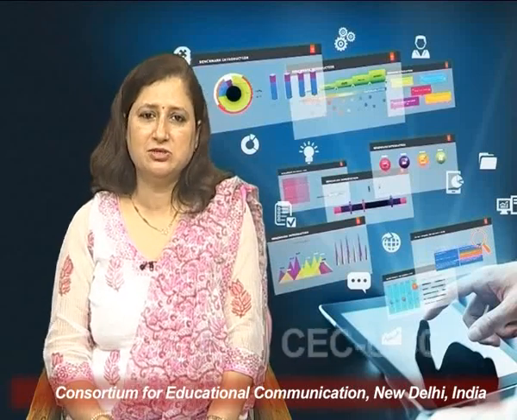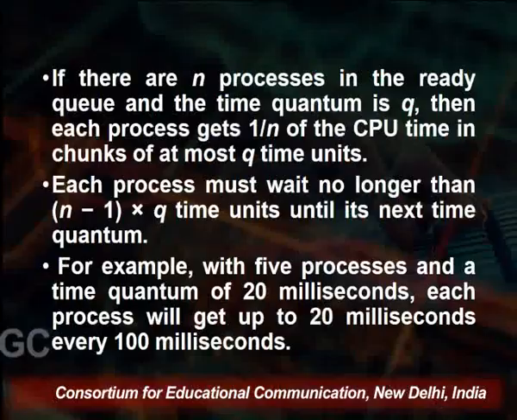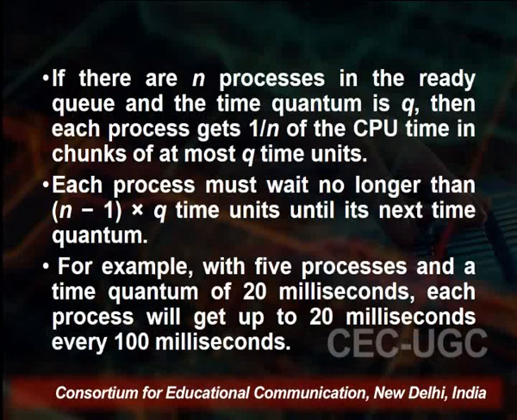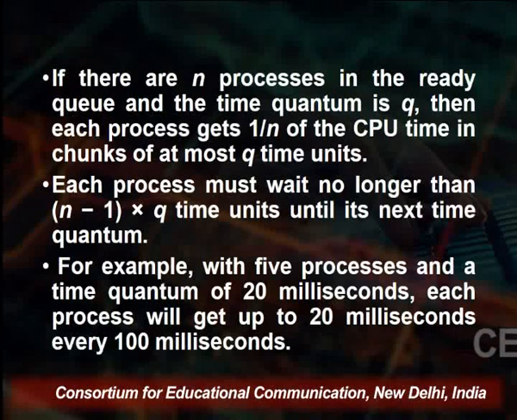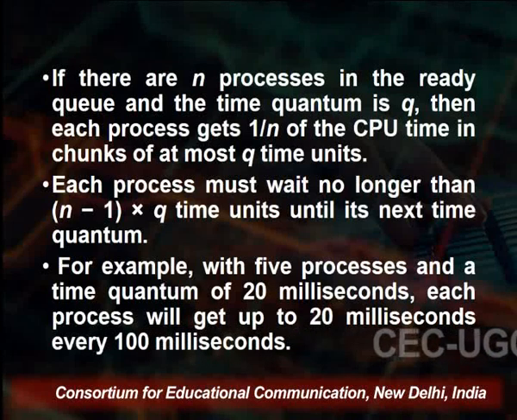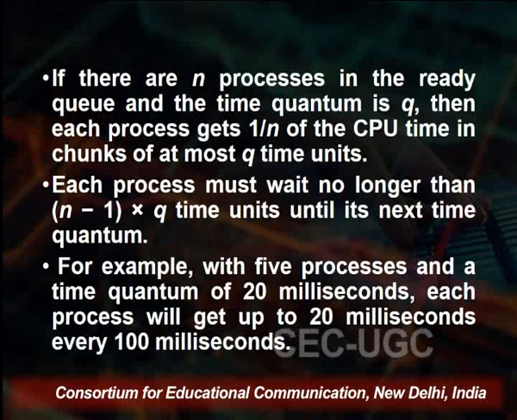So, that also is very important. Now, if we understand it this way, that if there are n processes in the ready queue and time quantum is say q, each process will get 1 upon n of the CPU time in chunks of at most q time. So, each process will have to wait for at least (n minus 1) times q time units for its next turn.